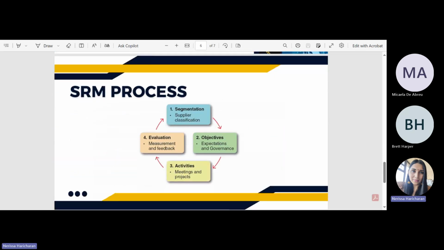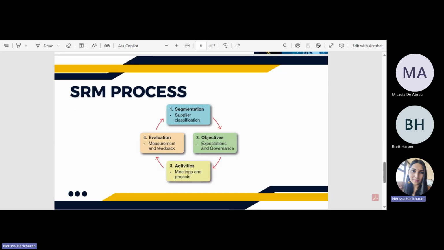Then we're going to talk about the process. Okay. So the SRM process specifically. The process itself, when we're talking about supplier relationships, should be something that's strategic. It should have a process involved in it. It should be beneficial to both parties. There should be value creation for both parties. And it should have mutual benefit as the main source of reasoning between the two.